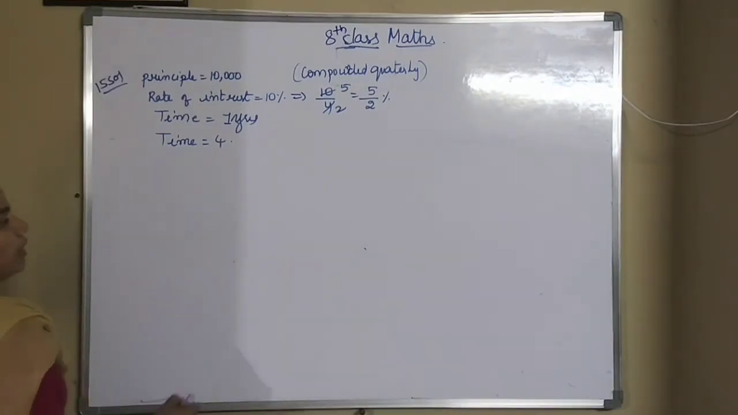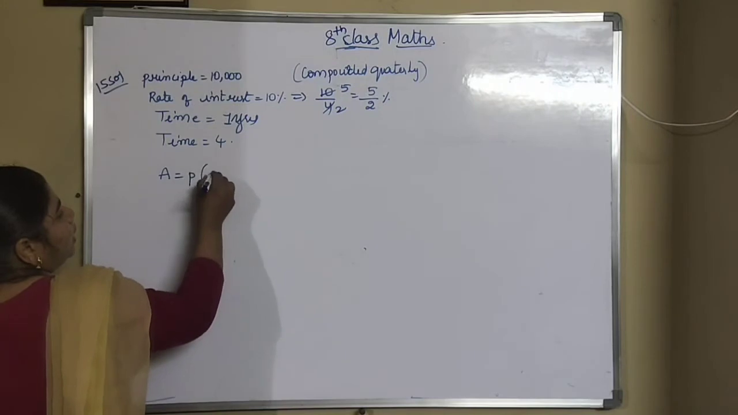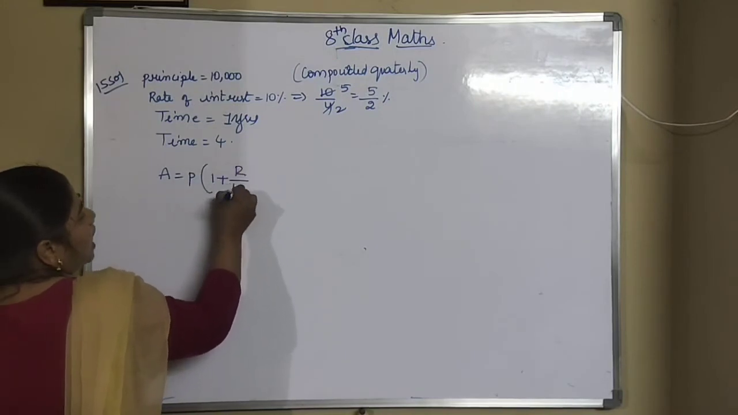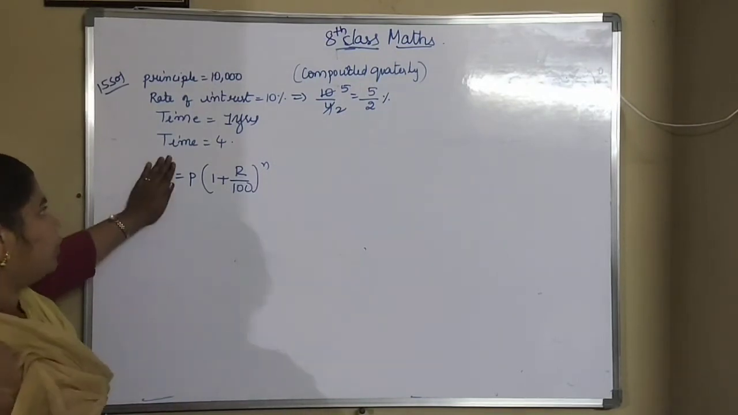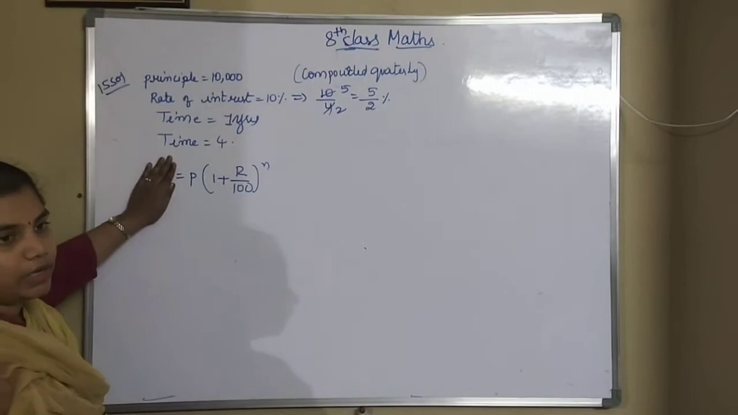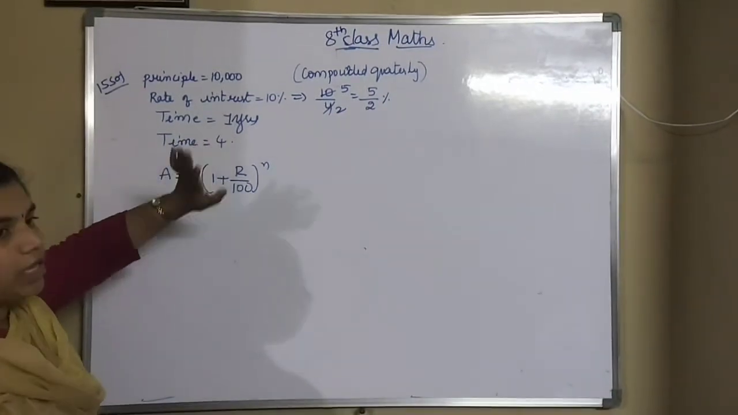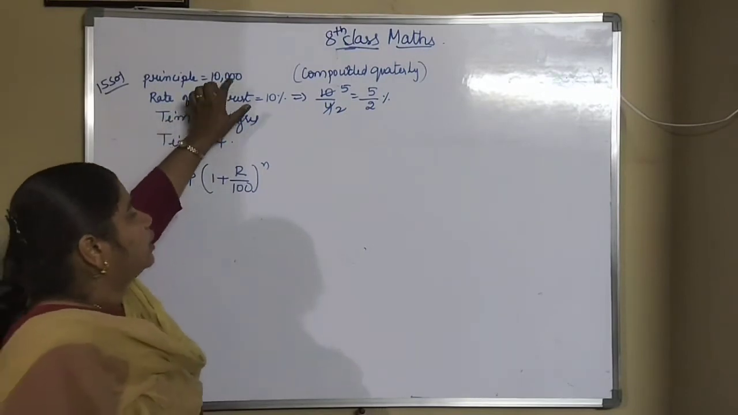Now what is the formula? Which formula will we use? That is A is equal to P into 1 plus R by 100 to the power of N. So the amount value we have to find after 1 year, that we are finding in the form of quarterly. Quarterly is nothing but time will be 4. N value will be 4. Principal value is how much? 10,000.